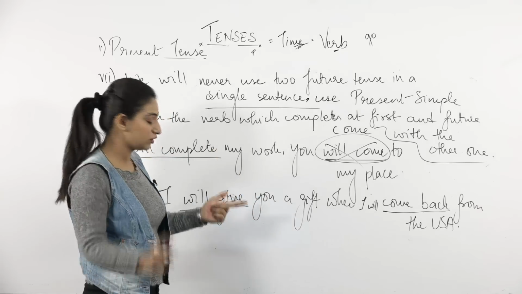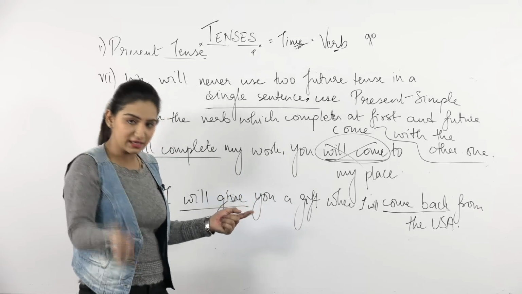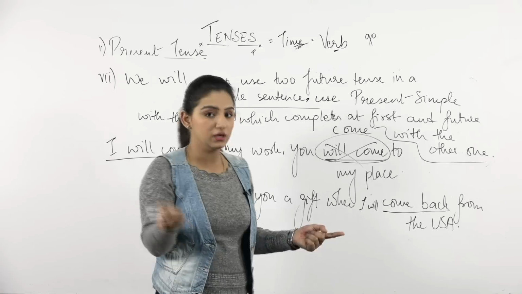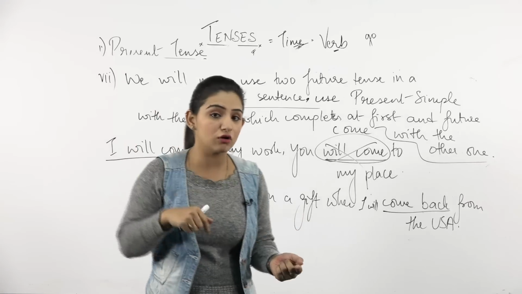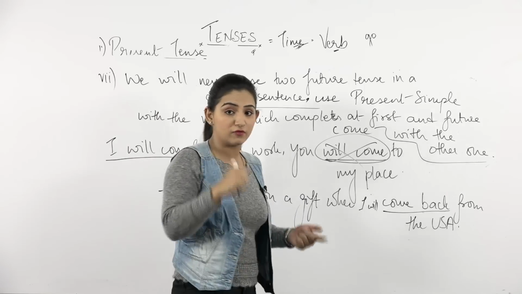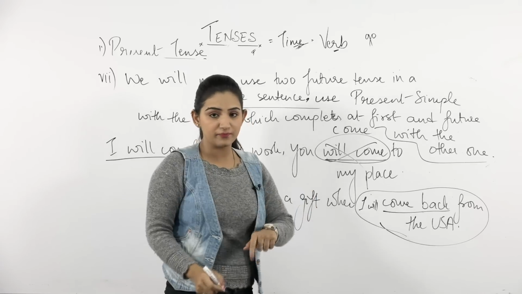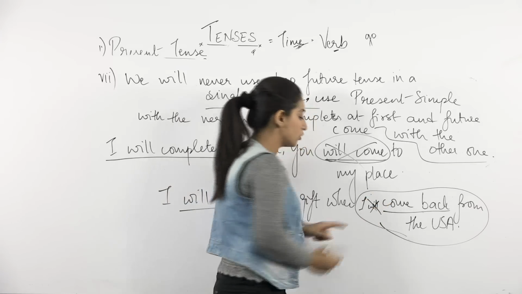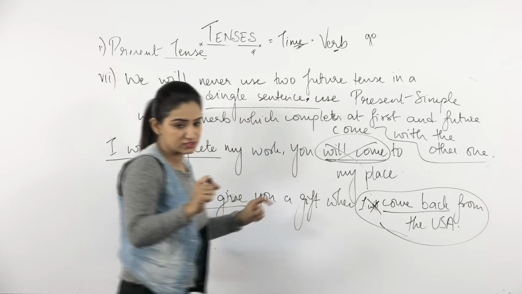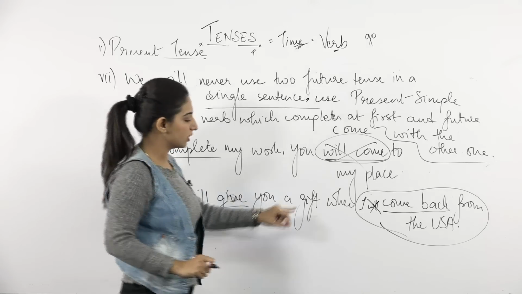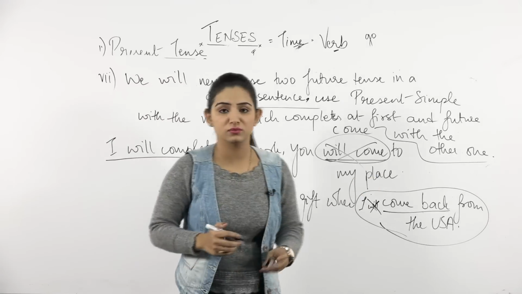यहाँ दो काम हो रहे हैं, दोनों फ्यूचर में होने हैं, मेरे आने का भी और आपको गिफ्ट मिलने का भी. दोनों काम फ्यूचर में हो रहे हैं, लेकिन पहले कौन सा होएगा? Which one will be performed formally? Obviously, my arrival. That is why we will not write will with it. What is the correct sentence? I will give you a gift when I come back from the USA.